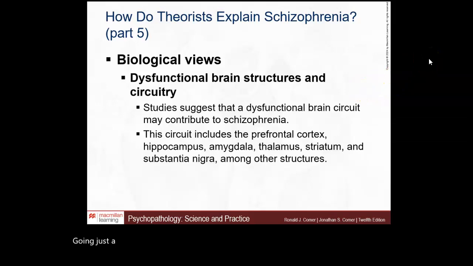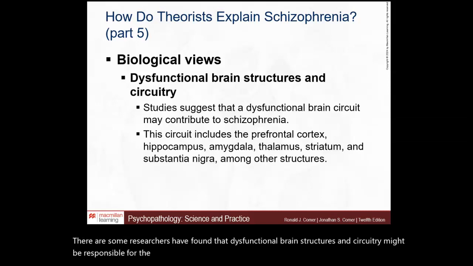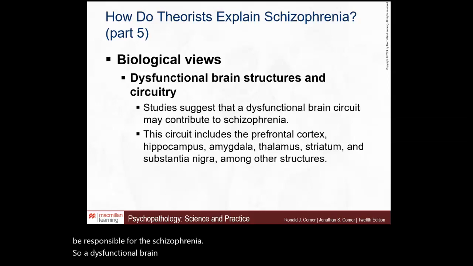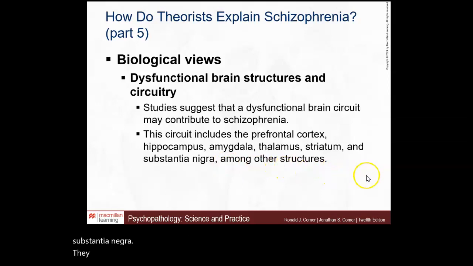Going just a bit further in regard to biological views, some researchers have found that dysfunctional brain structures and circuitry might be responsible for schizophrenia. So a dysfunctional brain circuit, including the prefrontal cortex, the hippocampus, the amygdala, thalamus, striatum, and the substantia nigra, those are the various structures that are involved in this circuit.